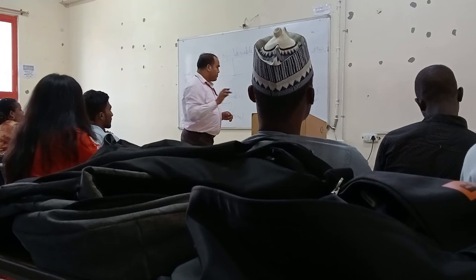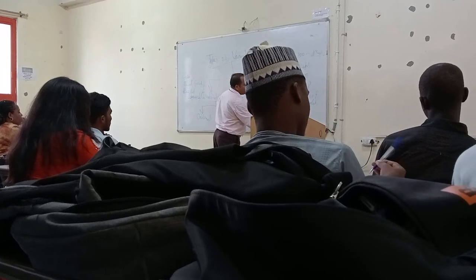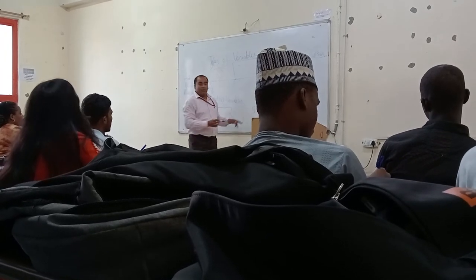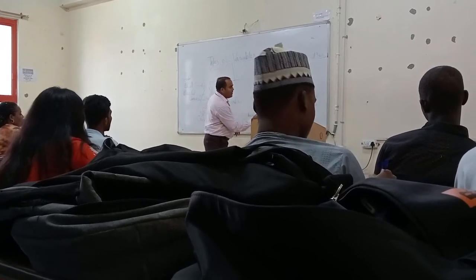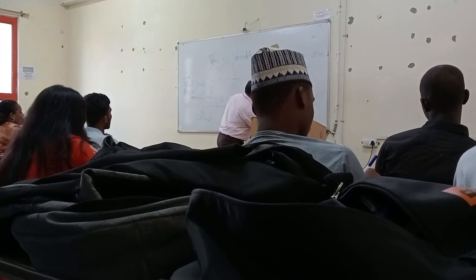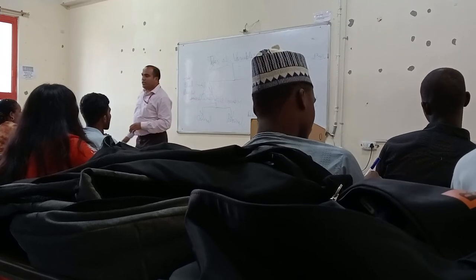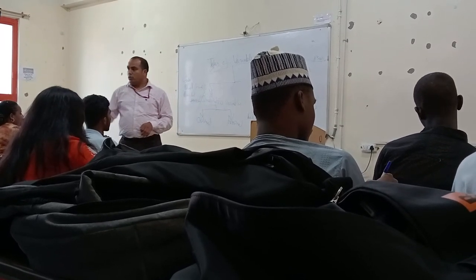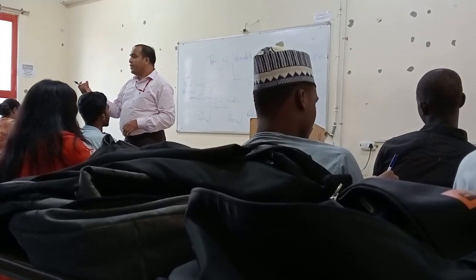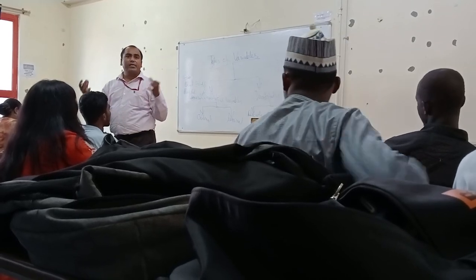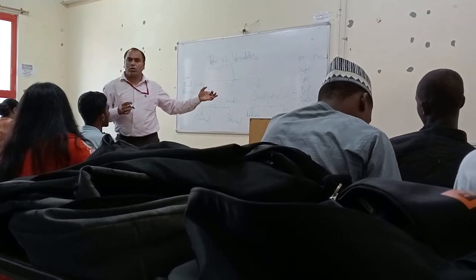Simple, okay? And same way, quantitative variable is 2 types again: discrete variable and continuous variable. Discrete means whatever measurement you are taking, you are getting whole numbers. Okay, so that comes under discrete. If you are getting decimal points in the measurement, that comes under continuous.